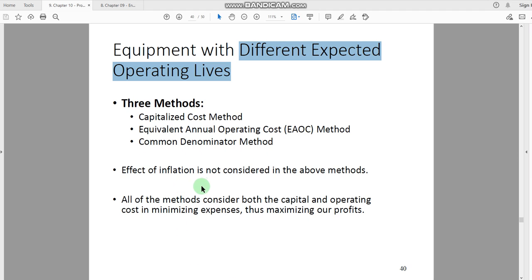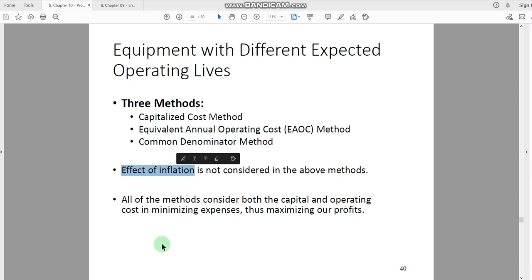So the effect of inflation is not considered in the above methods. In all of the three methods, we ignore the effect of inflation. All the methods consider both the capital and the operating cost. So when we make the analysis, all of them will include the capital and the operating cost, minimizing the expenses, and we will try to see what is the net present value of the project, and that would give you some reasonable analysis on the profits.